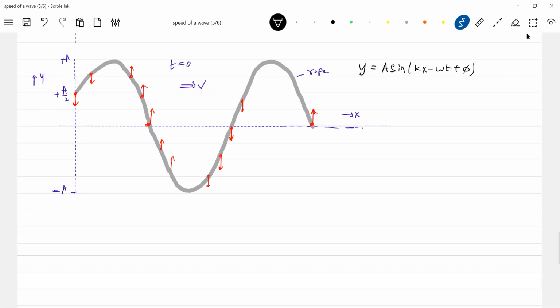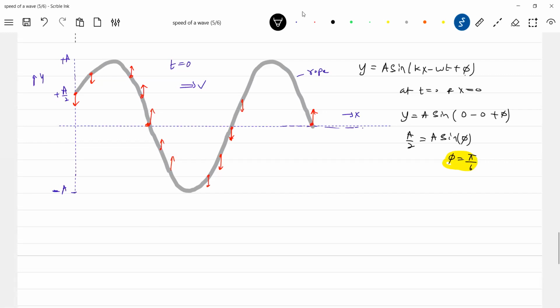And there is a phase. Now let's come to this one. At t equals 0 and x equals 0, y equal to a sine 0 minus 0 plus phi. What is the value of y? y is equal to a by 2, a sine phi. So the phi is pi by 6. This is the initial phase.